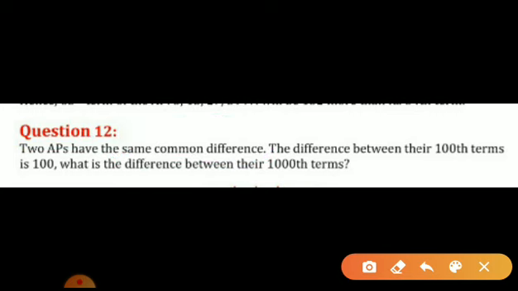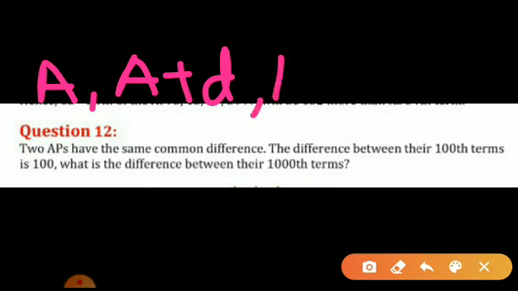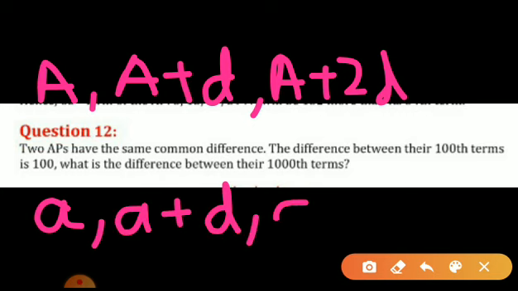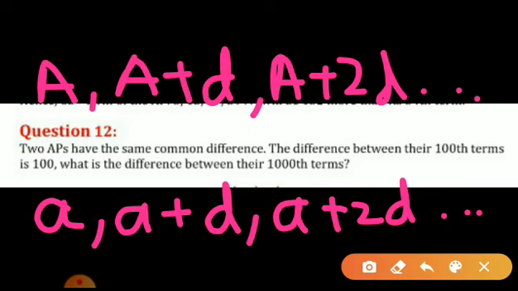That means suppose my first AP I am taking with first term capital A. The second term will be A plus D, the third term A plus 2D, and so on. This is my first AP. The second AP I can take with small a as the first term. Then it will be a plus D, next a plus 2D, and so on. Is that clear? In the two APs, your first term is not the same. Only your common difference is the same.